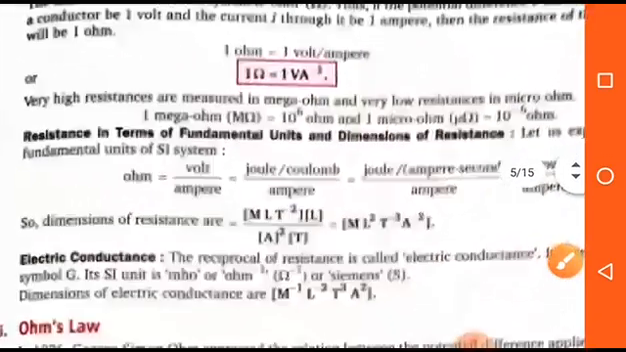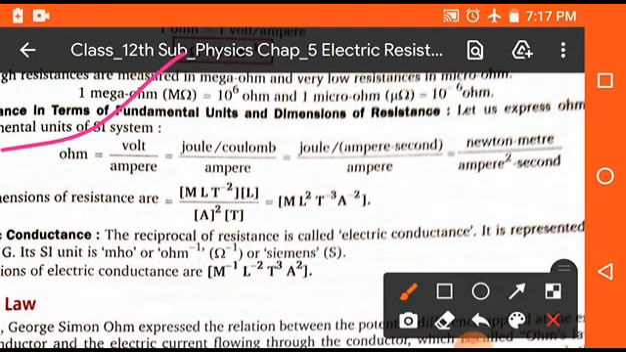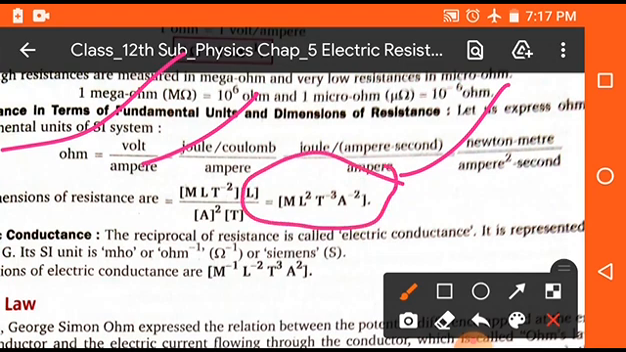Now students, we will discuss here the dimension of electrical resistance. So we know that ohm is equal to volt per ampere, which is joule per coulomb upon ampere, and finally we can write newton meter upon ampere square into second. So on putting these values in the fundamental form, we get the dimension formula ML²T⁻³A⁻². So this is the dimension of electrical resistance.